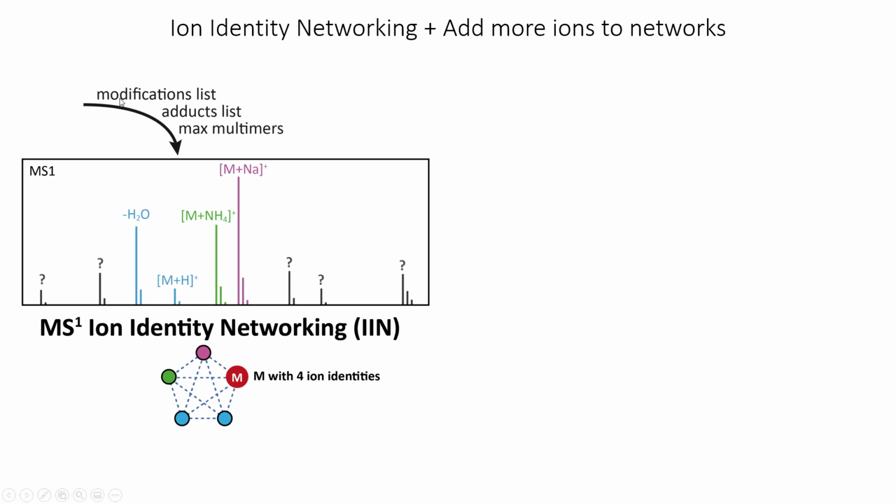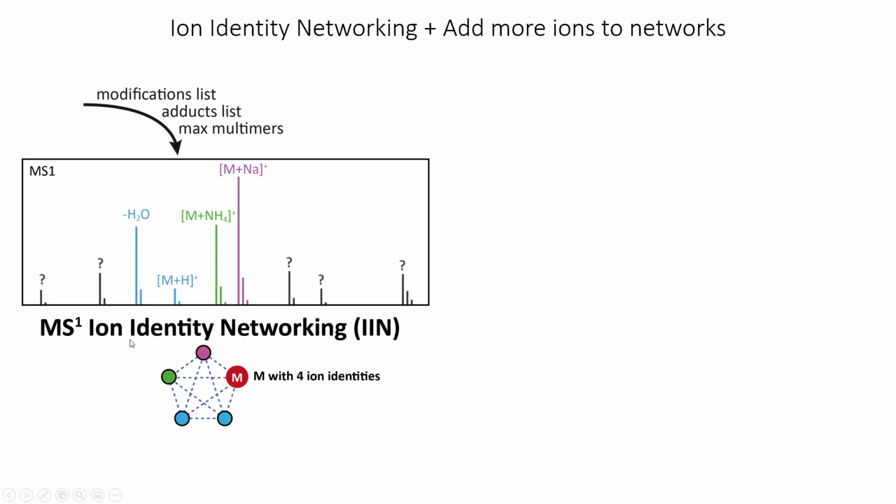So we supply a modifications list. Modifications can be in-source fragments or in-source adducts and clusters. Then we add the adduct list. This is the protonated and sodiated and so on adduct. And we can also supply a number of maximum multimers. So if we ionize molecules, sometimes they are stuck together and they cluster, and then we see 2M plus sodium or 3M plus sodium and so on.